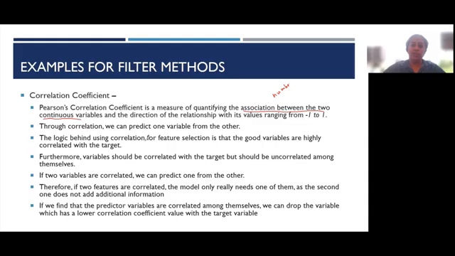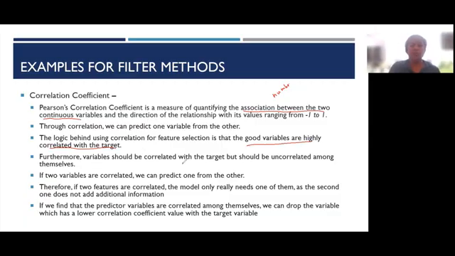The logic behind using correlation for feature selection is good variables are highly correlated with the target. So if your variable is, for example, number of hours you study, it might be highly correlated with the mark you're going to get. Not something like another variable, let's say number of power cut hours, right? It might not be very correlated with your grade, right? So in that case, you are going to remove the ones with the lesser correlation.